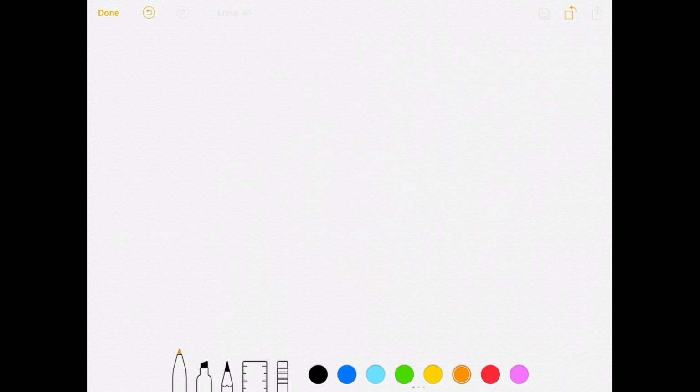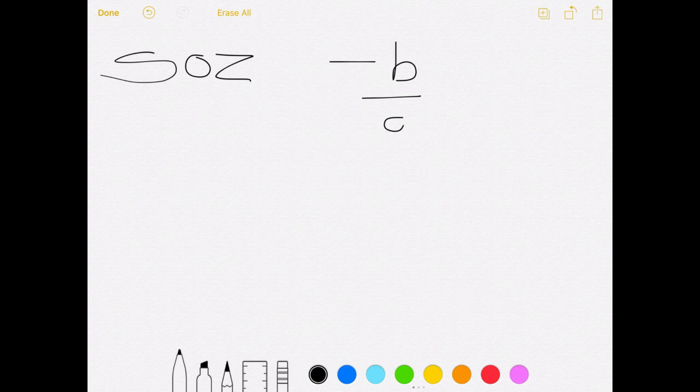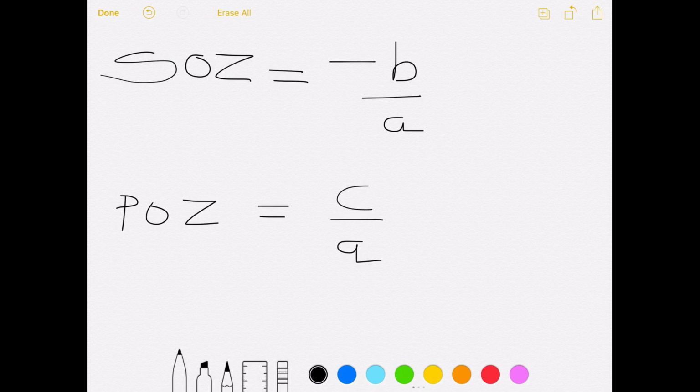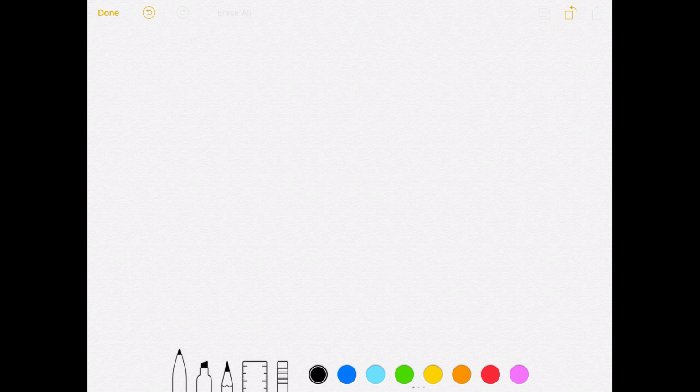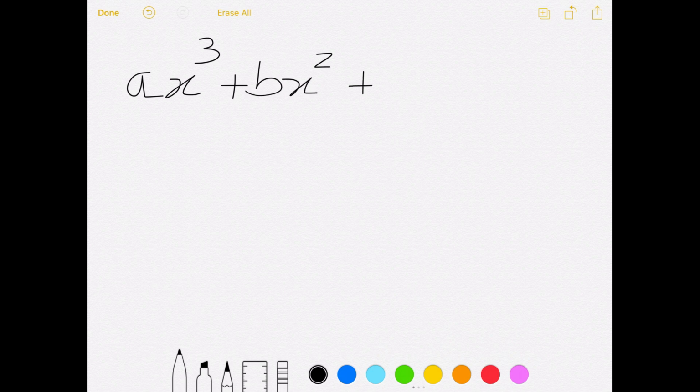So in short, the sum of zeros can be given by the formula minus b upon a, and the product of zeros can be given by the formula c on a. This is applicable to quadratic equations. Now what if you have a cubic polynomial? For example, ax cube plus bx square plus cx plus d equals 0. What if you have a cubic equation?